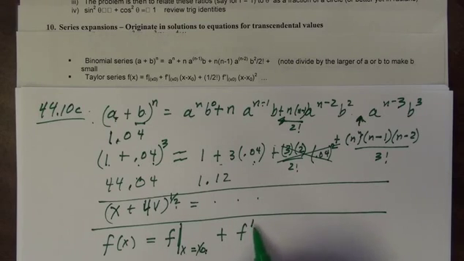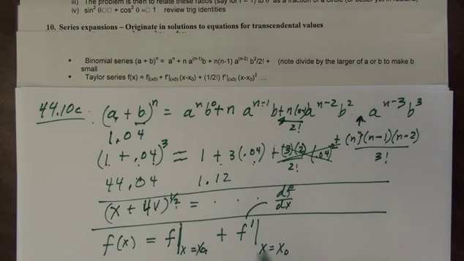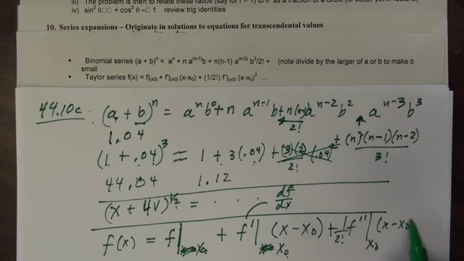Plus the first derivative of the function, that's equal to what? df dx. And you take that evaluated at x is equal to x naught, and normally that's written as evaluated at x naught. So you just put the x naught there, and here you multiply by x minus x naught, plus f double prime, 1 over 2 factorial here, evaluated at x naught times x minus x naught squared.